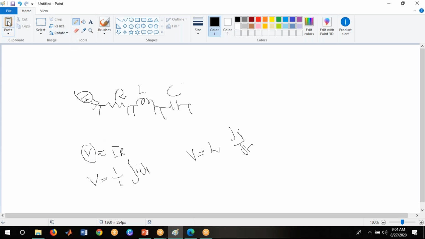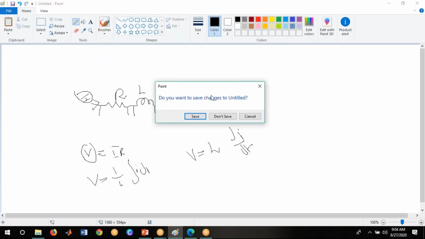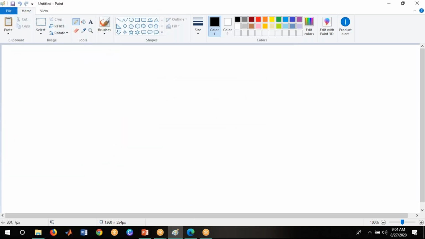What is the statement of Faraday's law? See here, Faraday's law says, I am considering the two poles, one is the south pole and the other the north pole. When we apply energy to these two poles, the flux will be generated in between them.